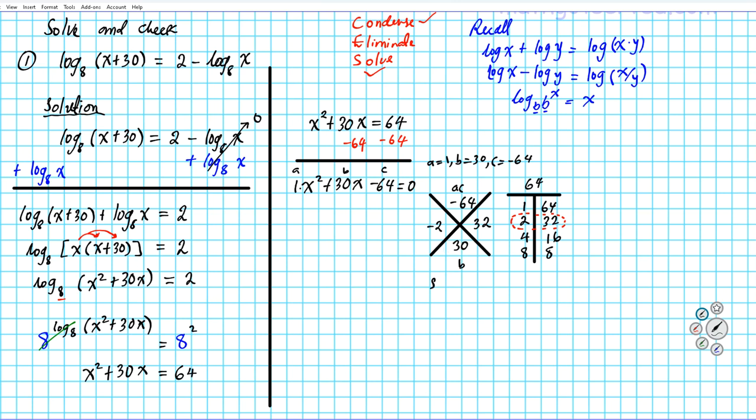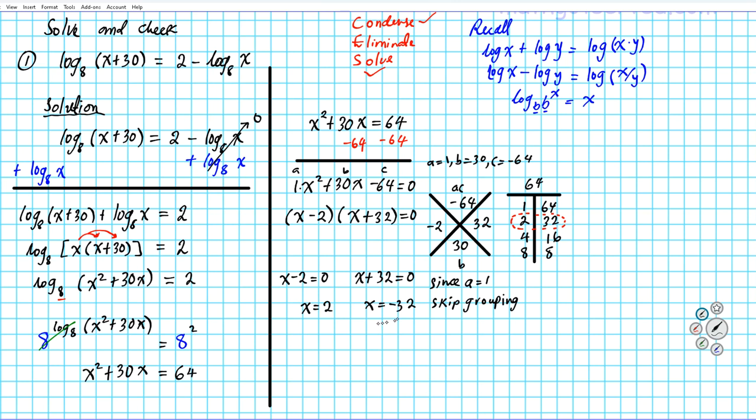Okay? With this setup that we have here, since A is equal to 1, we can skip the grouping process and just go right to the factored state, which is x minus 2 times x plus 32 equals 0. Now we're going to use the zero product property to finish this off. You set both factors equal to 0. All right. And then the first one, you add 2 to both sides. You have x equals 2. This one, you subtract 32 from both sides. You have x equals negative 32.